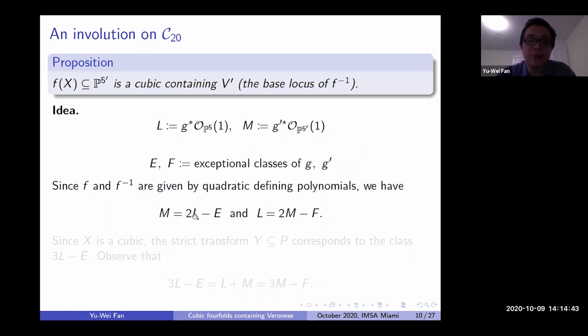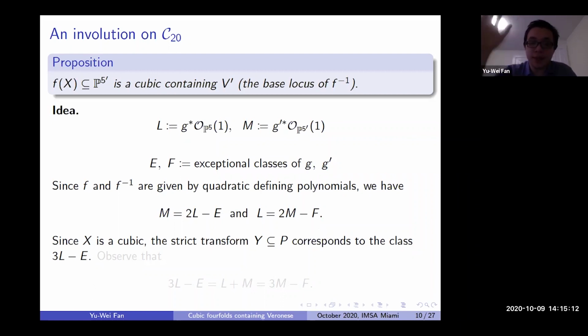So M equals 2 times L minus the exceptional class, and similarly L equals 2M minus F. Here the 2 is coming from their projected defining polynomials. Okay, and because X is a cubic, the strict transform Y inside P also gives a divisor class, and it will be 3L minus E, right? Because X is a cubic, so there's a 3 here.